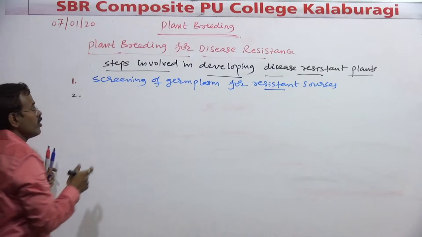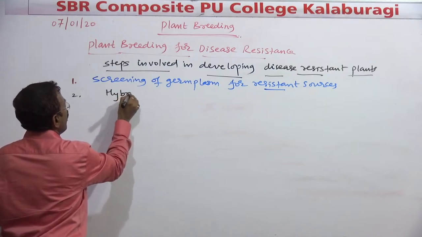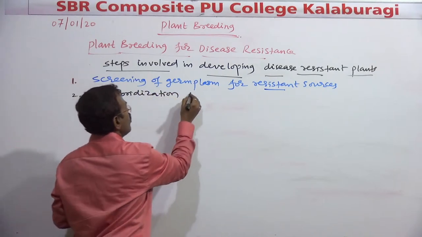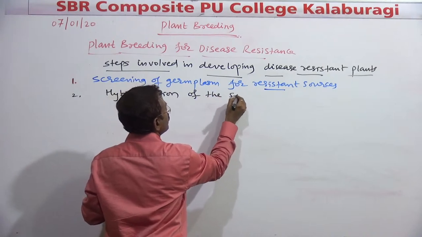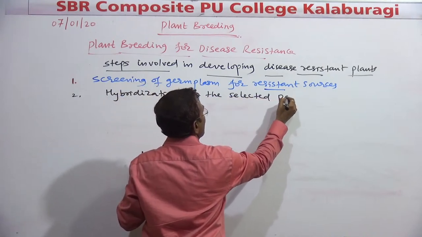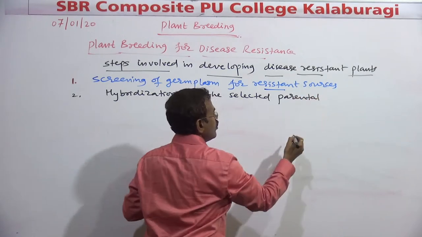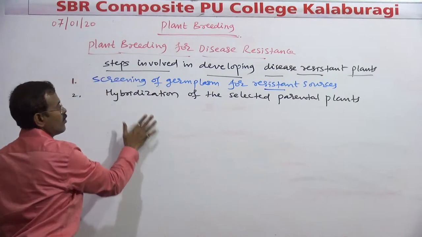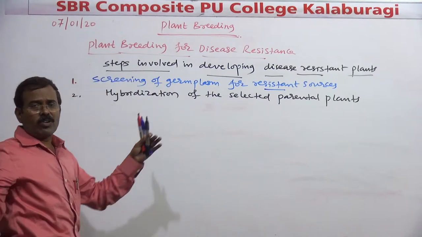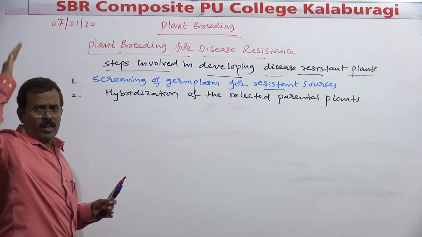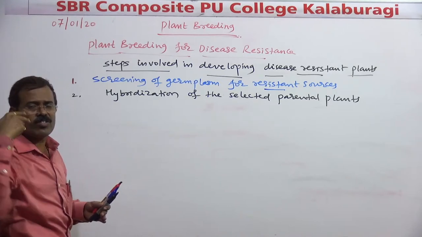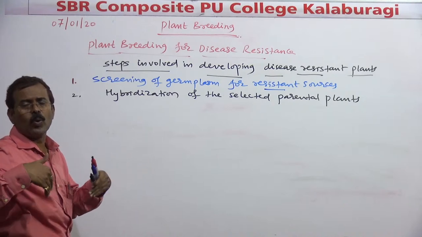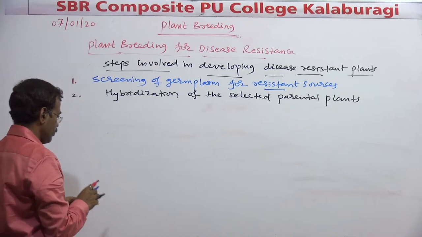The second step is hybridization of the selected parental plants. So we have to cross-pollinate one with the disease resistant genes, the disease resistant character, and another one, the crop plant which is susceptible or prone to the diseases or pathogens.